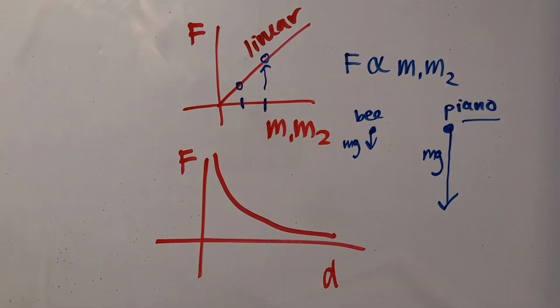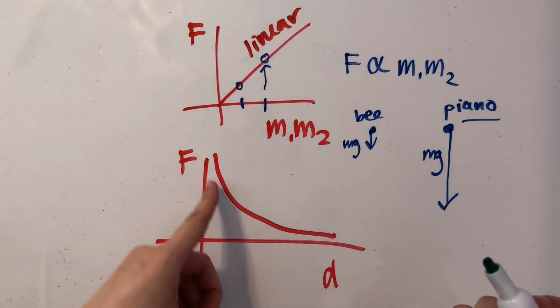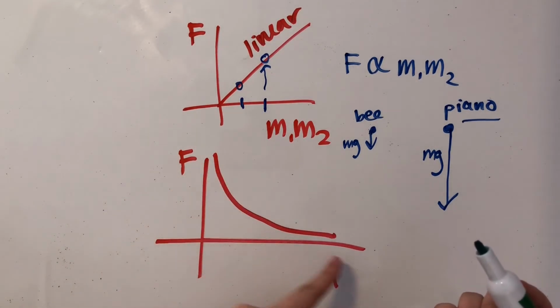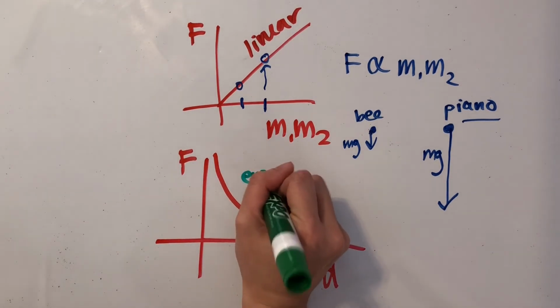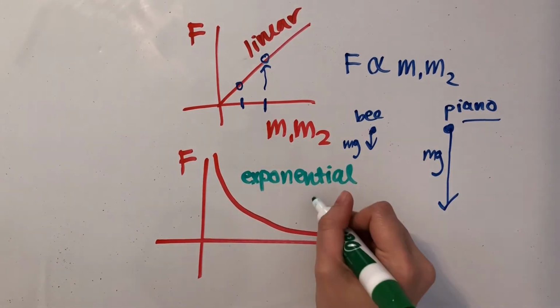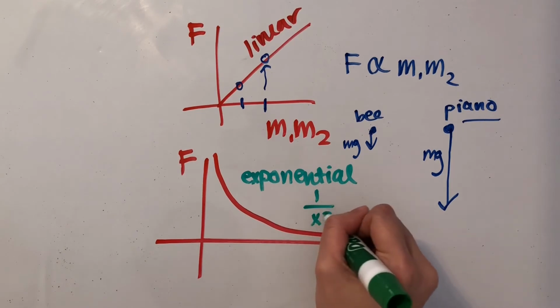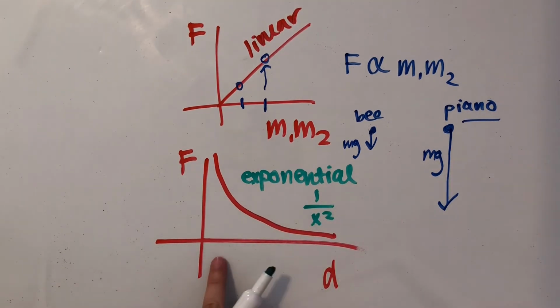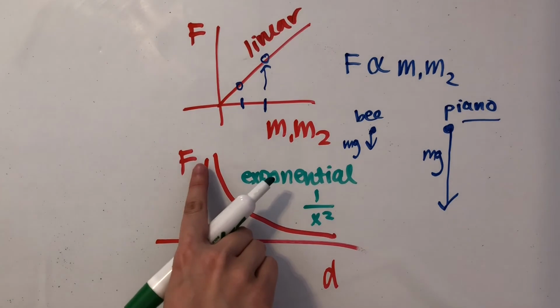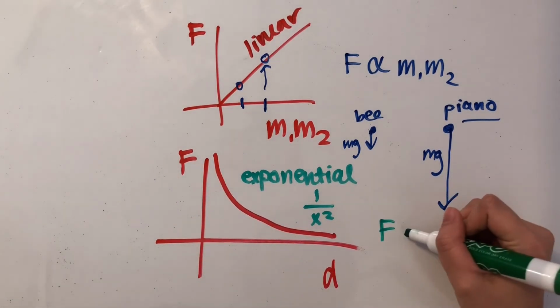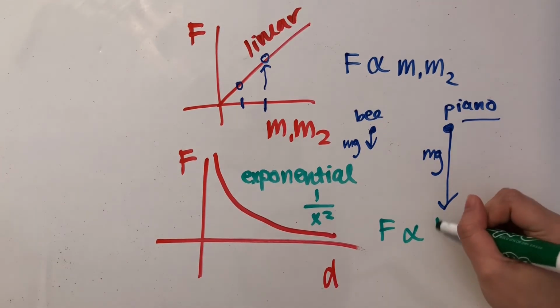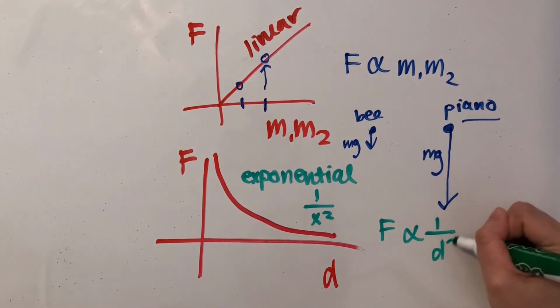Now for the force versus distance graph, we can see that it's not linear, so it has a kind of curve to it, and so we can call this an exponential function because it looks like the function 1 over x squared. So as distance increases, the force rapidly decreases. So F is directly proportional to the inverse of distance squared.